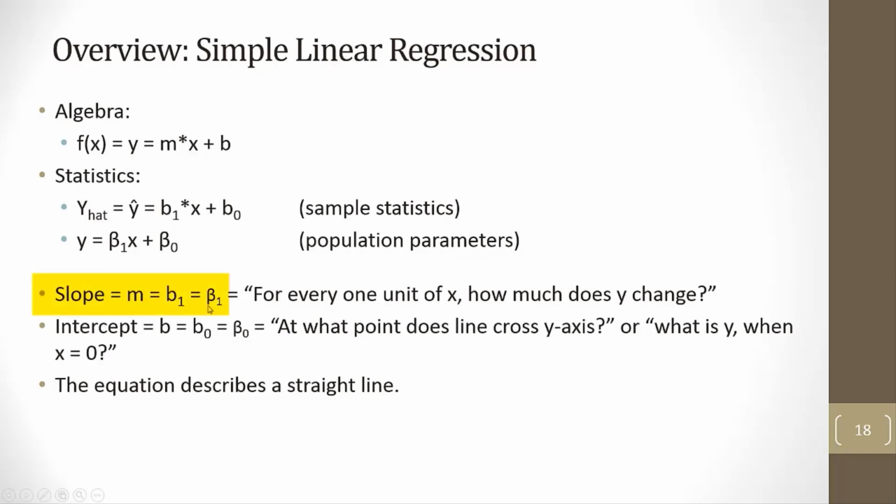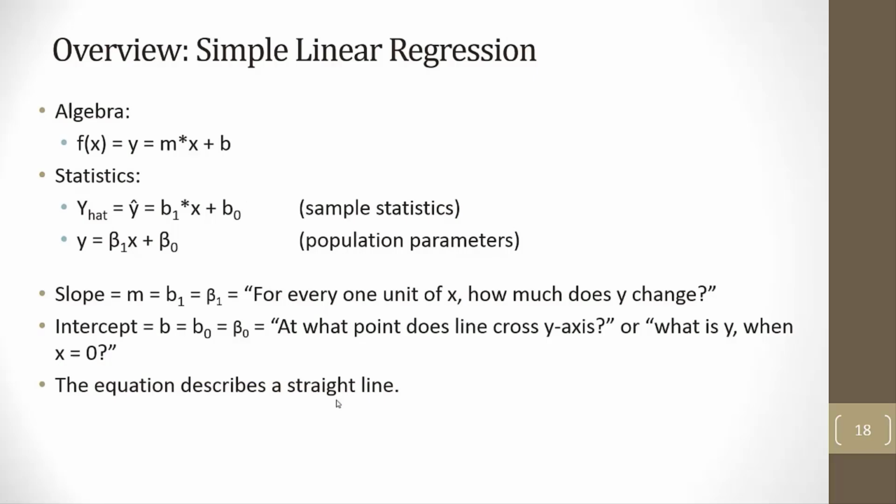Now, slope, whichever variable you use, the meaning of the slope is going to be for every 1 unit of x, how much does y change? In a positive relationship, y will go up. In a negative relationship, y will go down. And the intercept, whichever variable you use, it simply is going to tell us at what point the line crosses the y-axis. Or what is y when x equals 0? And of course, any one of these equations describes a straight line.